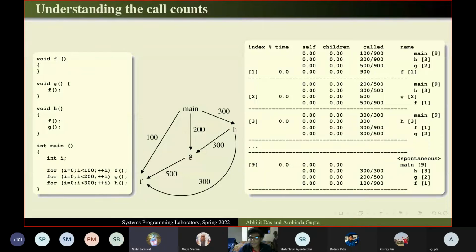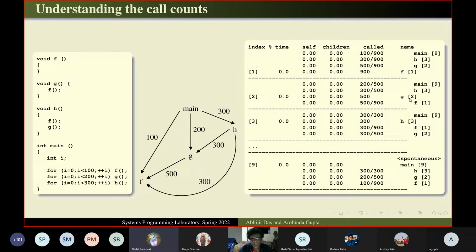Yes, sir. Okay, so now let us look at the second function, which is g. If you look at g, it is called how many times? 500 times. So g is invoked 500 times. Out of this, 200 times by main, and 300 times by h. And it itself calls f 500 times out of 900 calls of f.